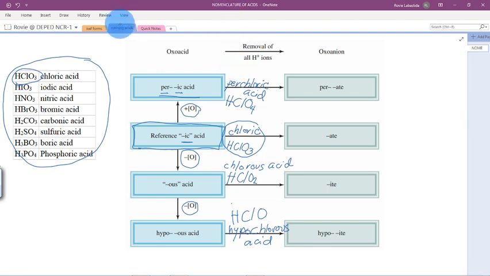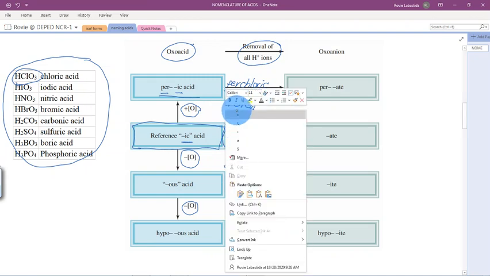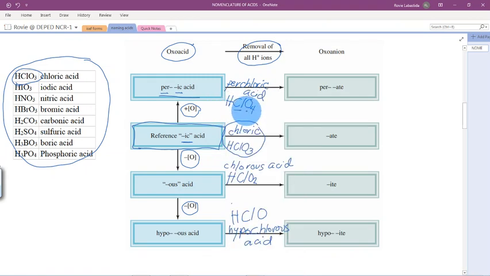So now, removal of all hydrogen ions. Again, we call these acids, the per-ic, ic, ous, and hypo-ous acids, oxoacids, because they contain oxygen, hydrogen, and a central element. So again, we write first the hydrogen, the central element, and then the oxygen. Now, if we remove from the formula all the hydrogen atoms, it will become an oxoanion.